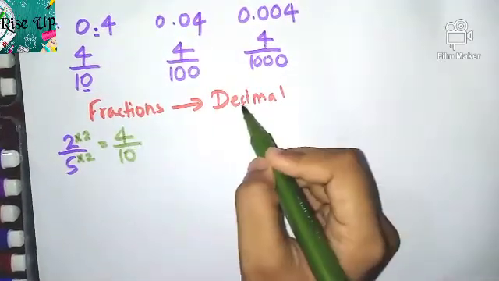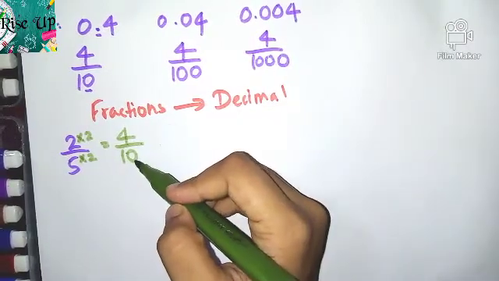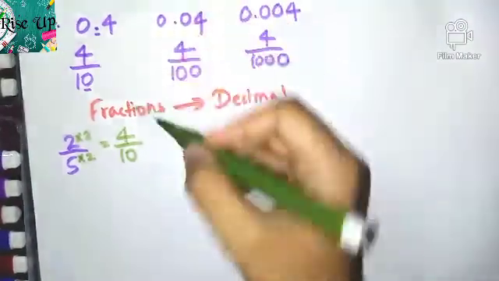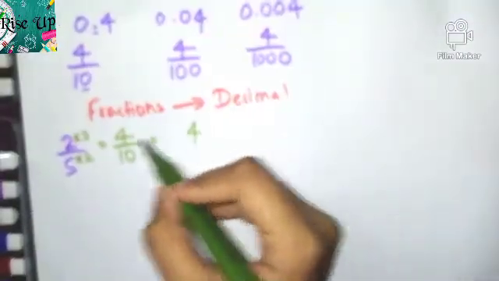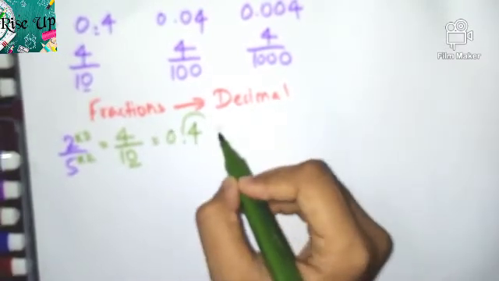So what is the fraction given? Now we have to convert to decimal. 4 upon 10, again we got a fraction. To write this as a decimal, as I told previously, since 1 0 is there, you have to keep only one decimal place. You have to write the whole number and keep one decimal place. So it is 0.4.